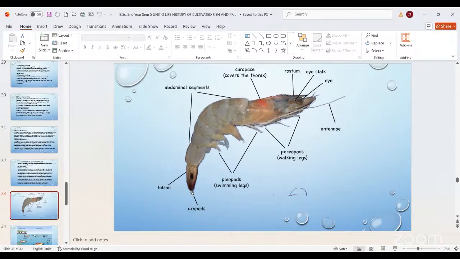And these are the uropods. And now the lower legs are called pleopods. So uropods and pleopods. Pleopods are also called swimming legs. Then in the anterior region, they have periopods and pleopods. Periopods are called walking legs, as pleopods are called swimming legs. Then on the anterior side, this long antenna we can also see.